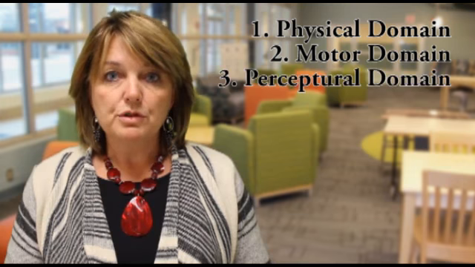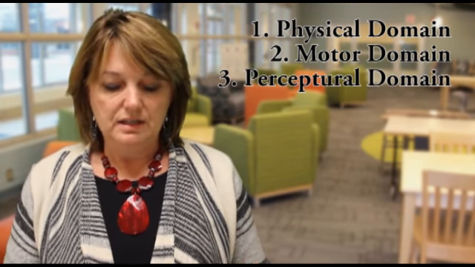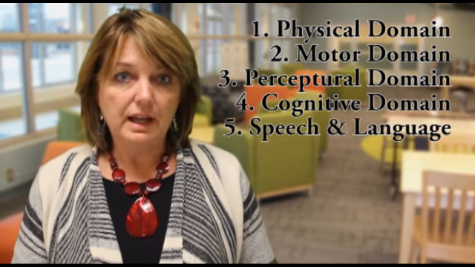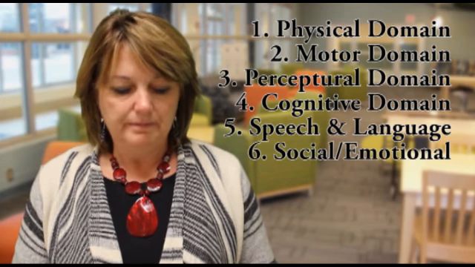So when we talk about development, we talk about it in 6 domains. The first one is the physical domain, and the physical domain is the actual growth of a child. And then the motor domain, which is their fine motor skills and their gross motor skills. We talk about their perceptual domain, and the perceptual domain is how a child perceives things. Their cognitive domain, that's how they think. Speech and language obviously speaks for itself, and then their social-emotional domain.